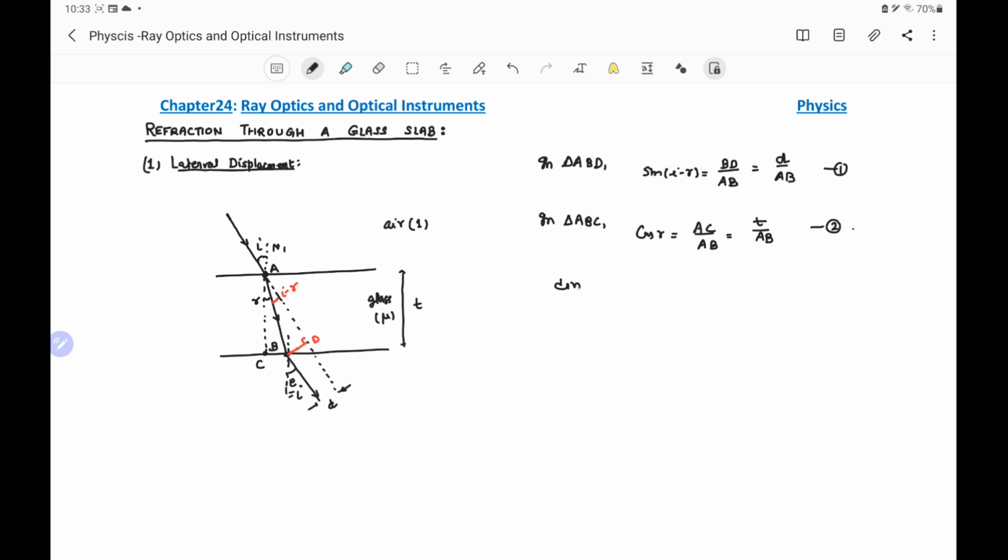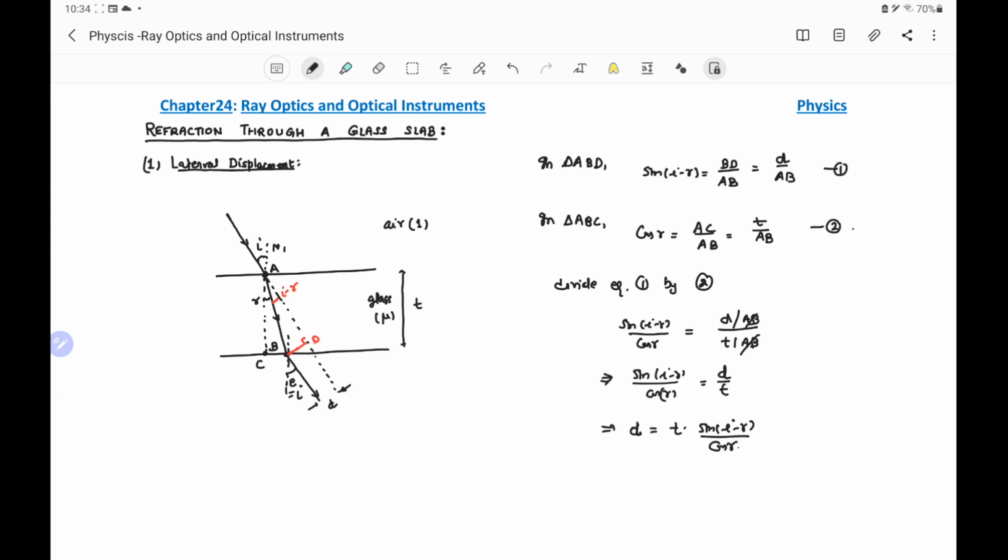So dividing equation number 1 by 2, we will have sine of I minus R by cos R equal to D by AB divided by T by AB. This AB and AB get cancelled, so this implies that sine of I minus R by cos R will be equal to D by T. Therefore, D will be equal to, this is the lateral displacement, T into sine of I minus R by cos R.